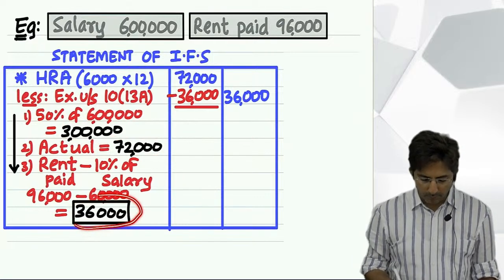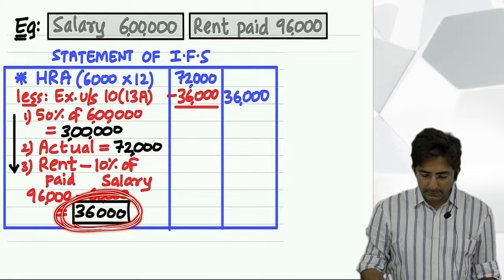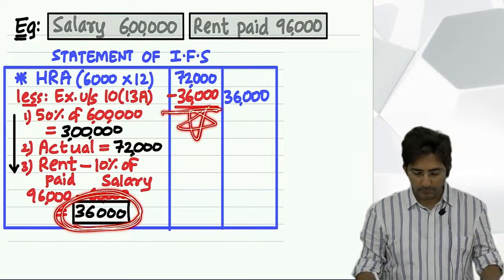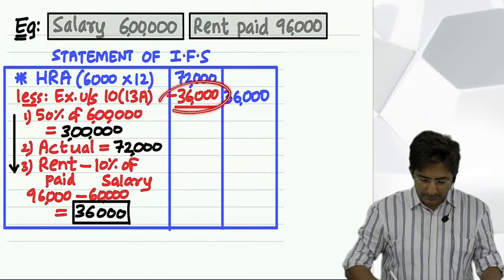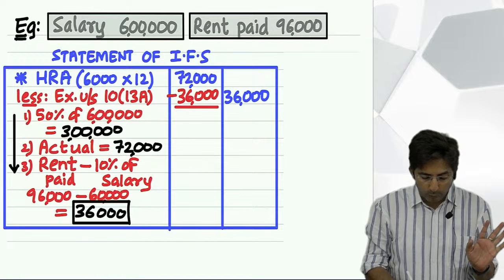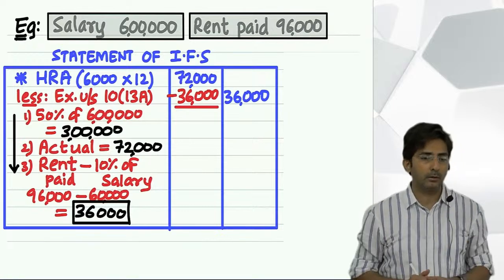36,000 is the lower amount. Okay, so this you will minus, see, 36,000. Balance in the outer column. This 36,000 has come from here. But see, you never know. Out of 1, 2, 3, anything can be lower.